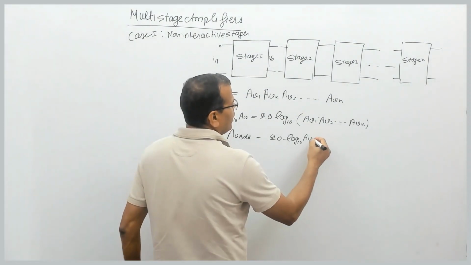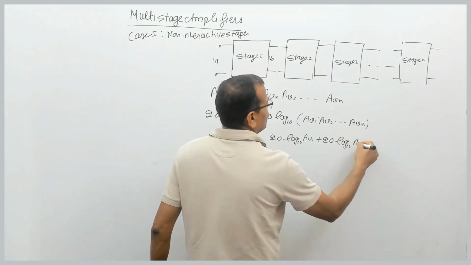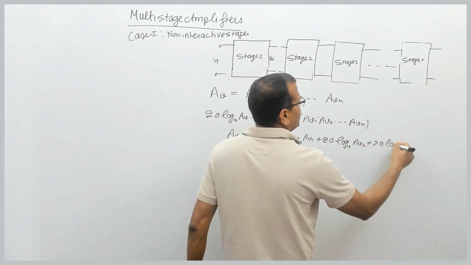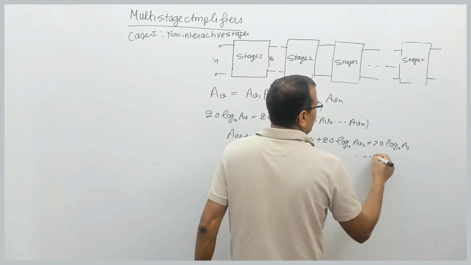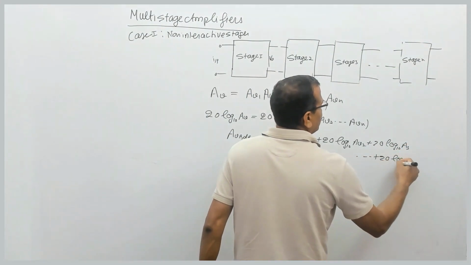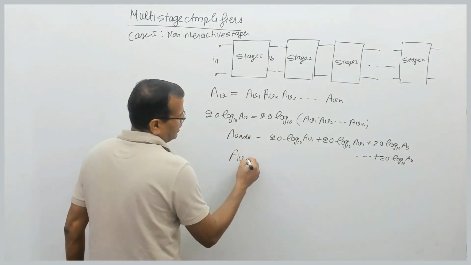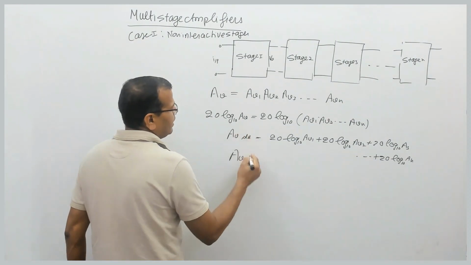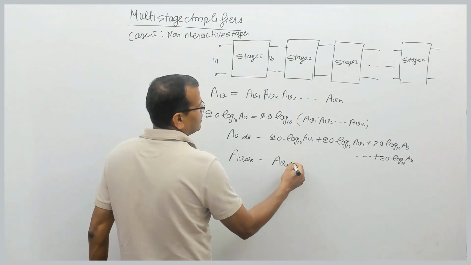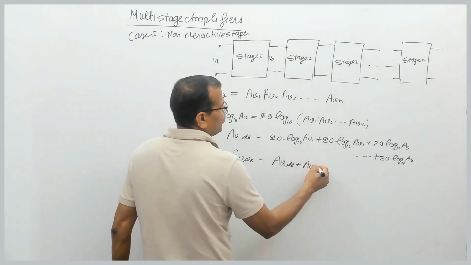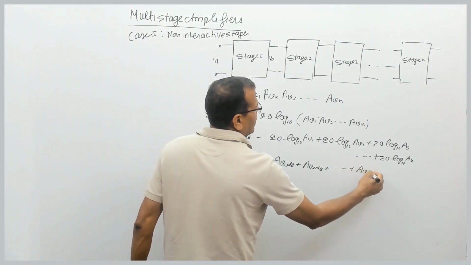20 log AV1 plus 20 log AV2 plus 20 log AV3 and so on plus 20 log AN. And this is what? The voltage gain in decibels will be equal to AV1 in decibels plus AV2 in decibels and so on plus AVN in decibels.